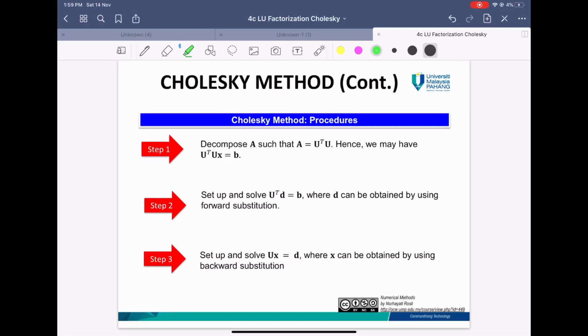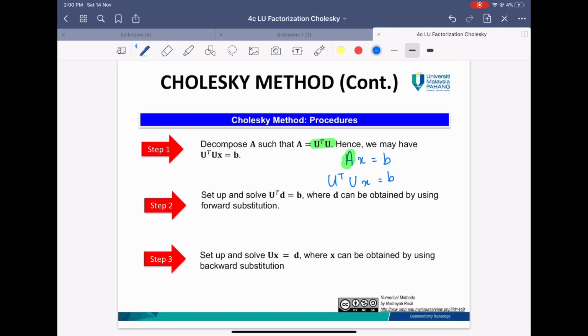In the Cholesky method, we have 3 steps. First, we decompose A such that A is equal to matrix U transpose U. Hence, we may have U transpose Ux equal to B. From the system of linear equations, you write it into matrix form, which is Ax equal to B. Our matrix A is equal to U transpose U. Substitute into A, we will have U transpose U x equal to B.